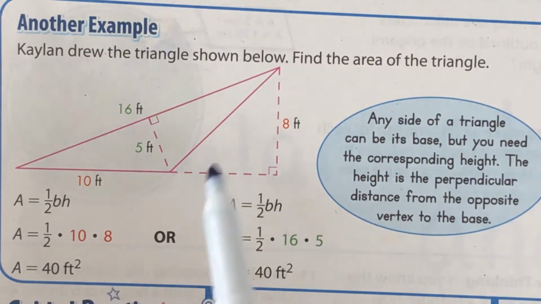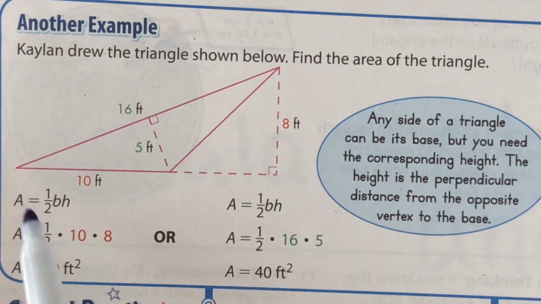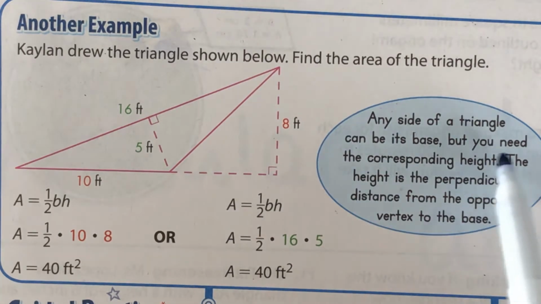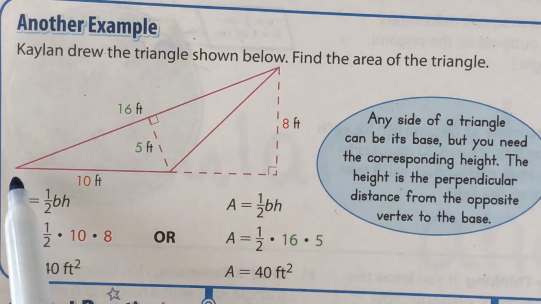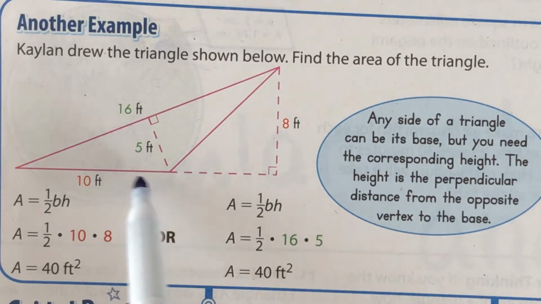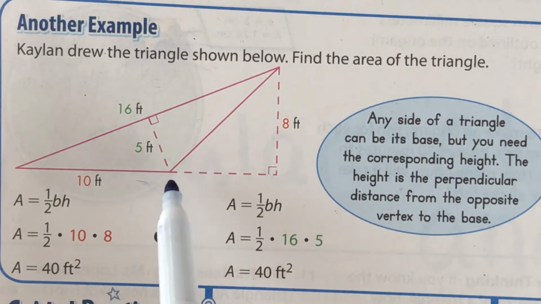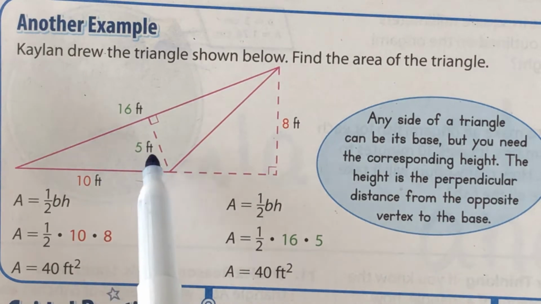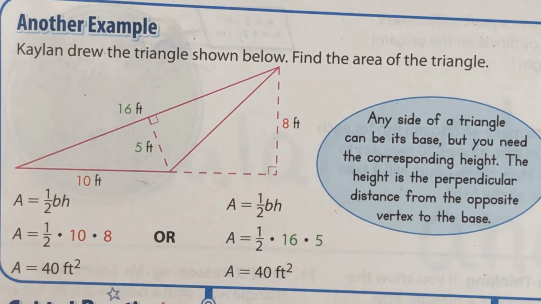So right now we're looking at the triangle like this. Well, 10 is its base, okay? Because we're seeing that that's on the bottom, okay? But you need the corresponding height. So if this is the base, we need to find the right angle its height, okay? Well, 5 is not at a right angle to 10. So 5 isn't the height in this case. What would be the height that corresponds to 10?